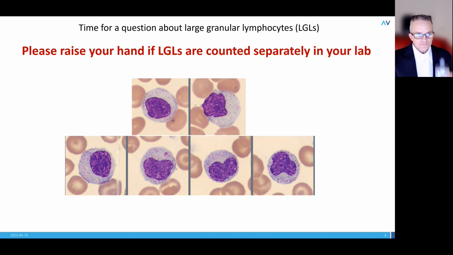Okay, so there's one person who's raised their hand. Anyone else? You see at the very top of your screen, you have the option to raise hand. Nope, so just one, Steve. Mm-hmm. Sorry.